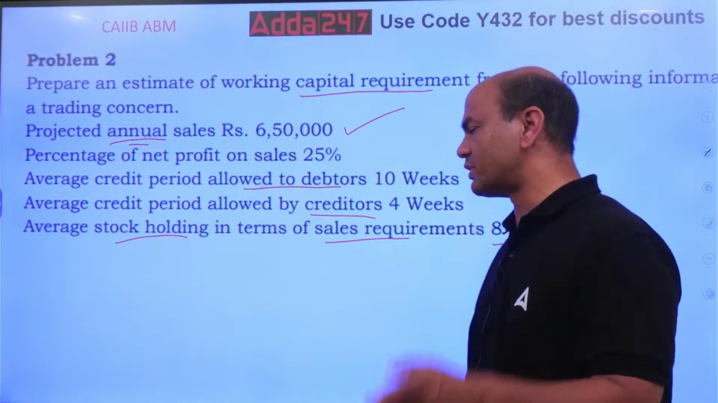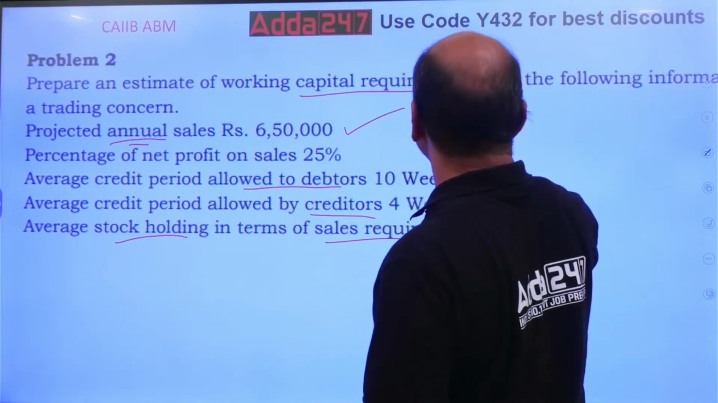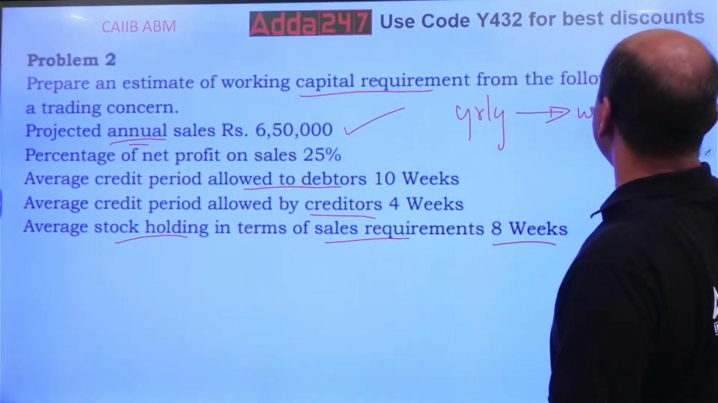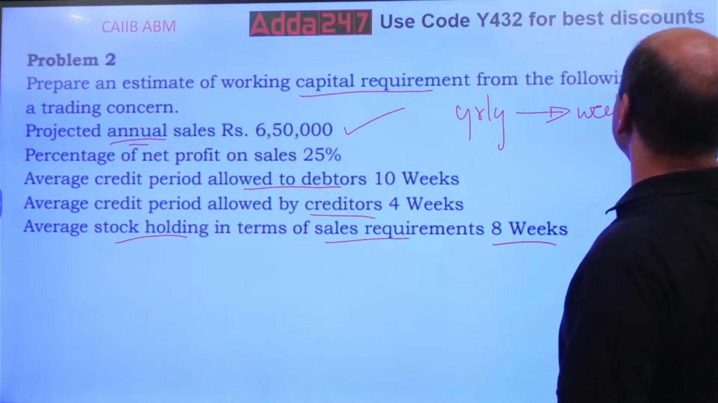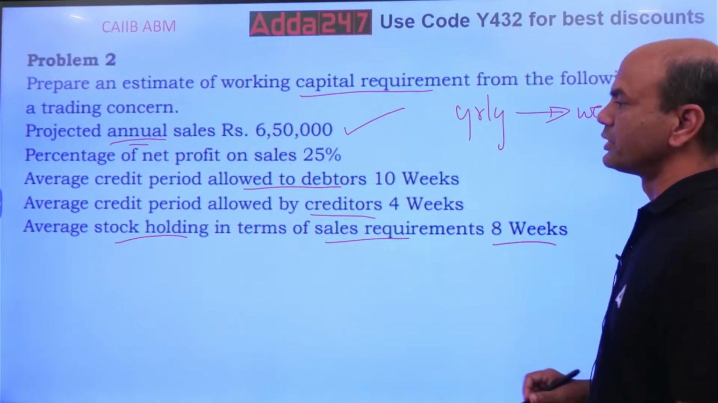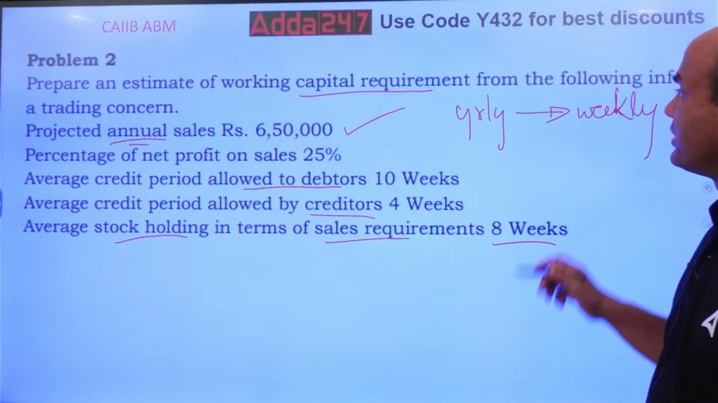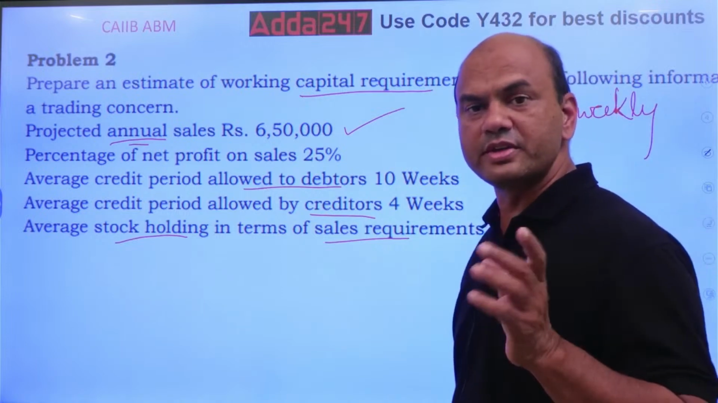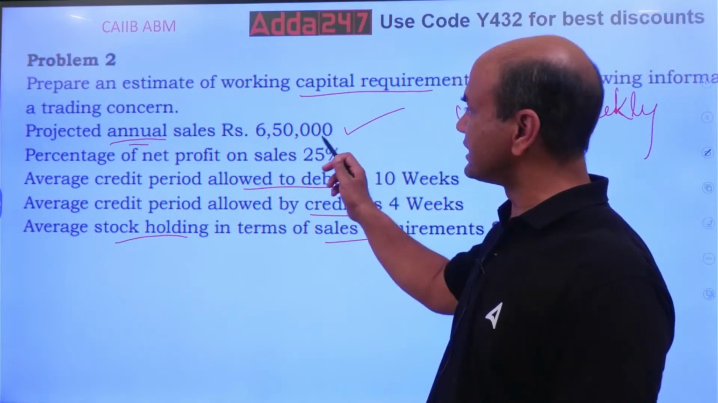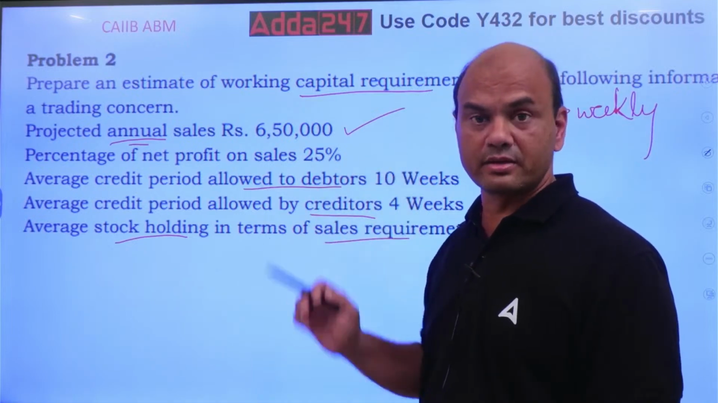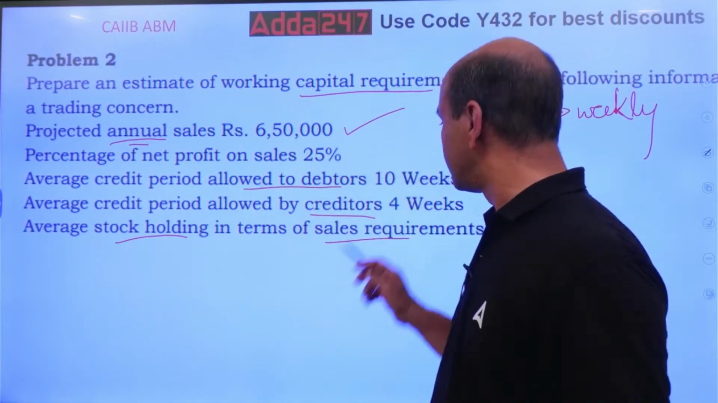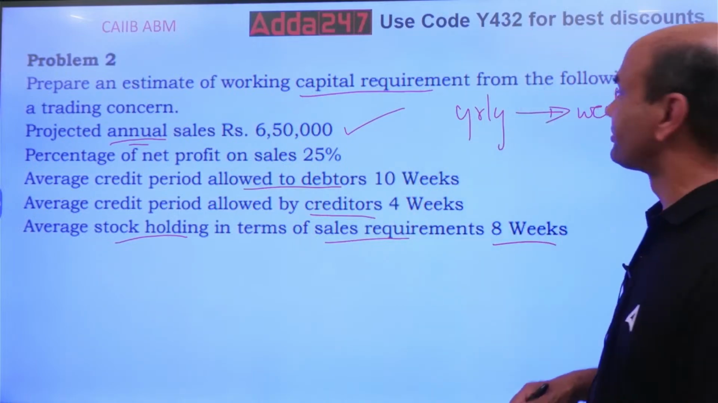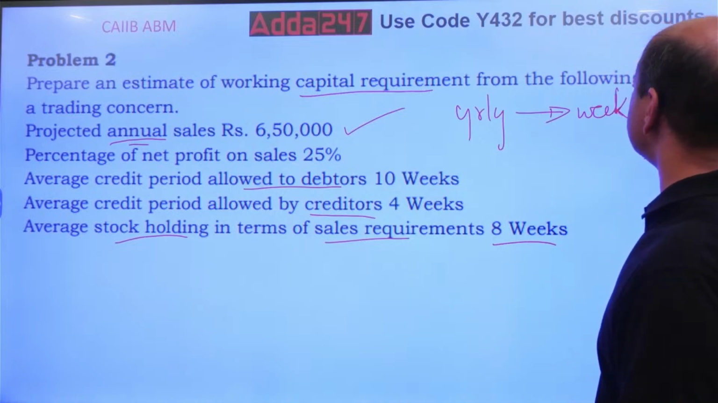Remember, one basic rule I'll tell you. Always bring yearly figures to weekly figures. This is the main logic you have to follow. This is the basic which you have to always remember. Annual sales given, everything is annual, bring it to week. How many weeks? These are the weeks, 10 weeks, 4 weeks, 8 weeks. So you have to bring it to that level. So now with this basic, let's solve it.